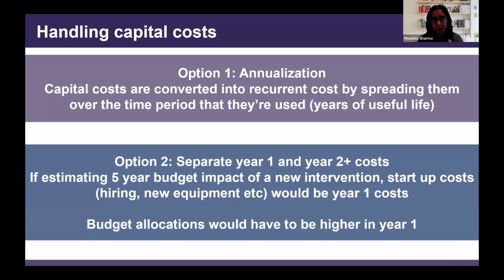You could separate year one and year two costs. So year one, you would hire staff, you would buy computers and file cabinets, and then those would continue to be used for at least 5 years before you would have to do them again. So you can separate out and understand what's the cost of starting and what's the cost of continuing a health intervention.